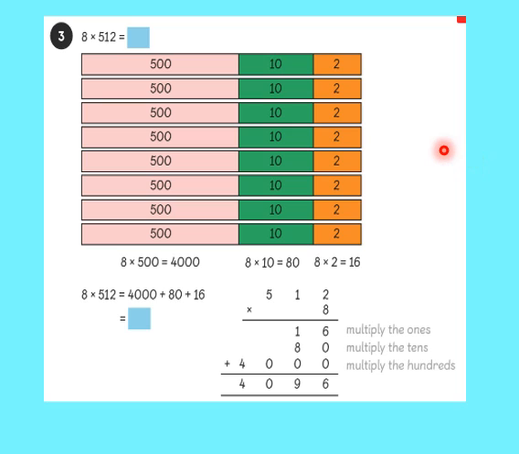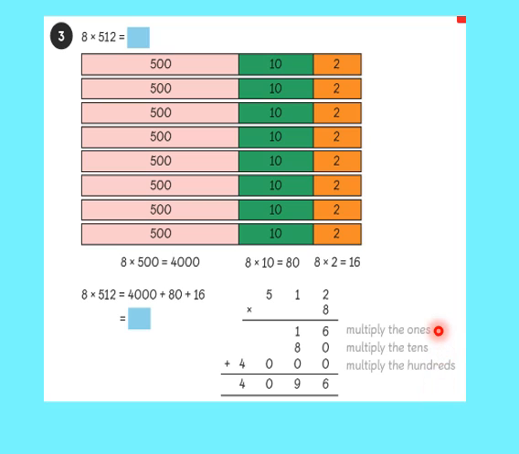And finally, we've been given a new problem here of 8 times 512. And this time, they're using a method that we looked at yesterday and we had quite a bit of practice at. So we've got our 512. You can see it here split up into the hundreds, tens and ones. And here we can see it in the layout that we used yesterday.